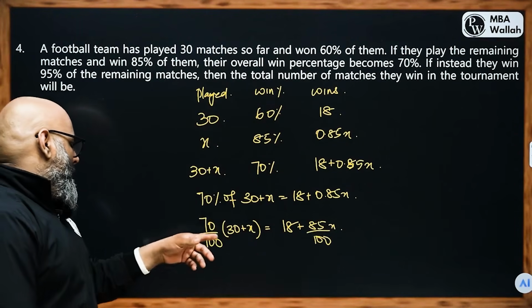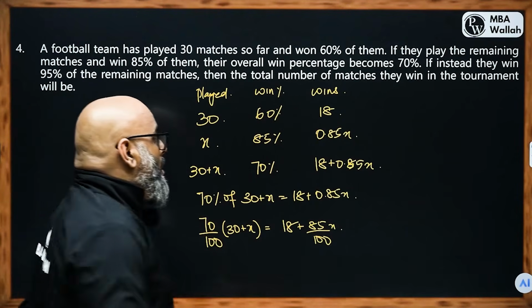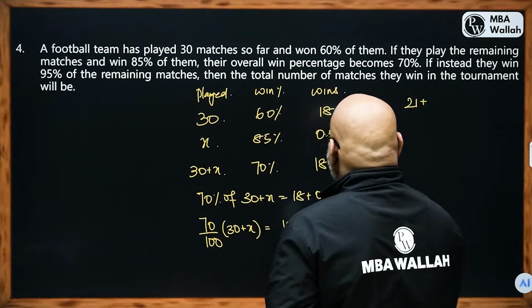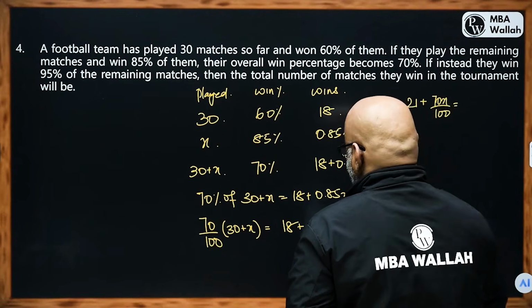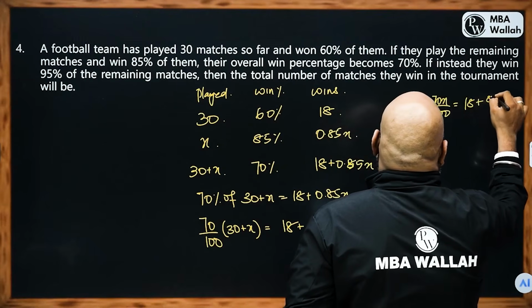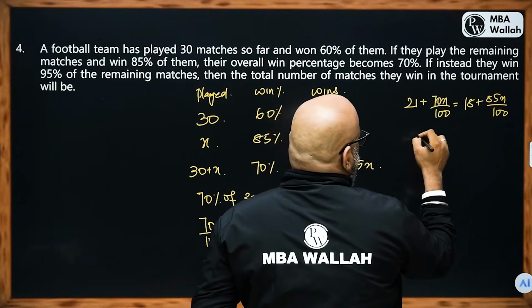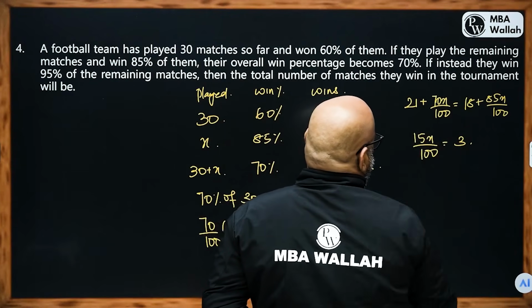Now 70 by 100 into 30. So this will become 21. I'm going to write it over here. So 21 plus this will become 70x by 100 is equal to 18 plus 85x by 100. So this goes here and that comes over here. You'll have 15x by 100 is equal to 3.